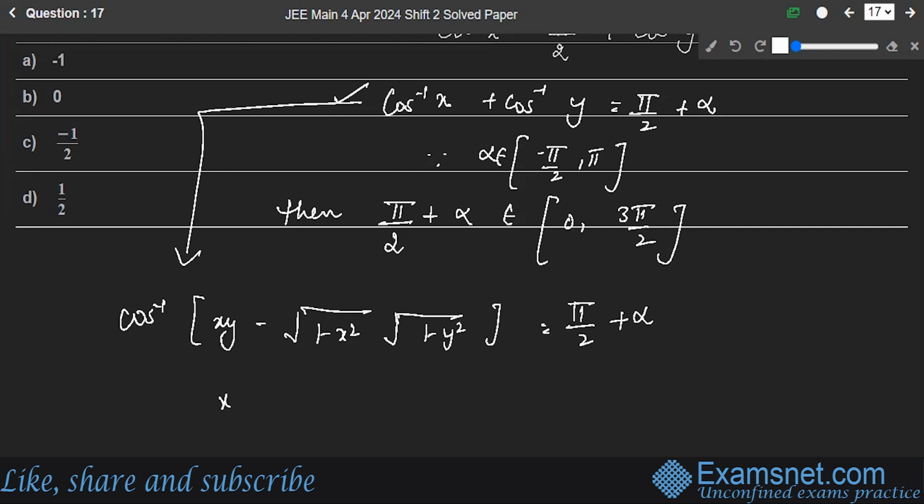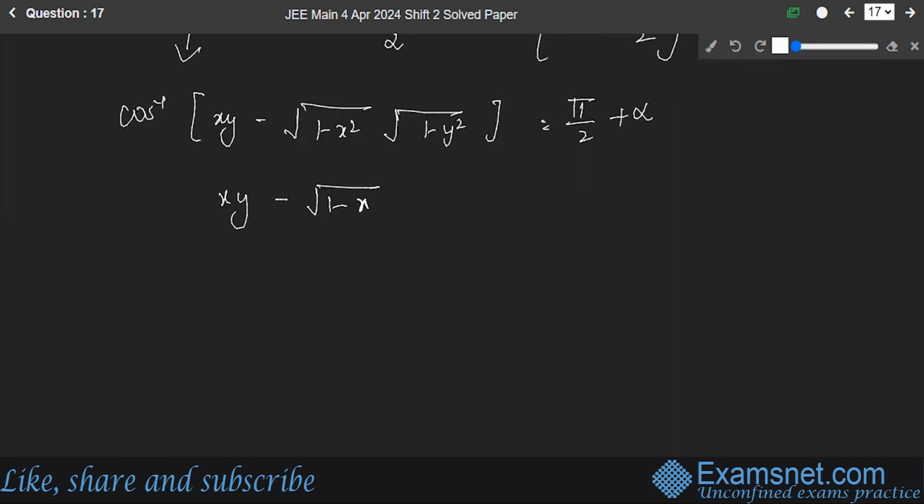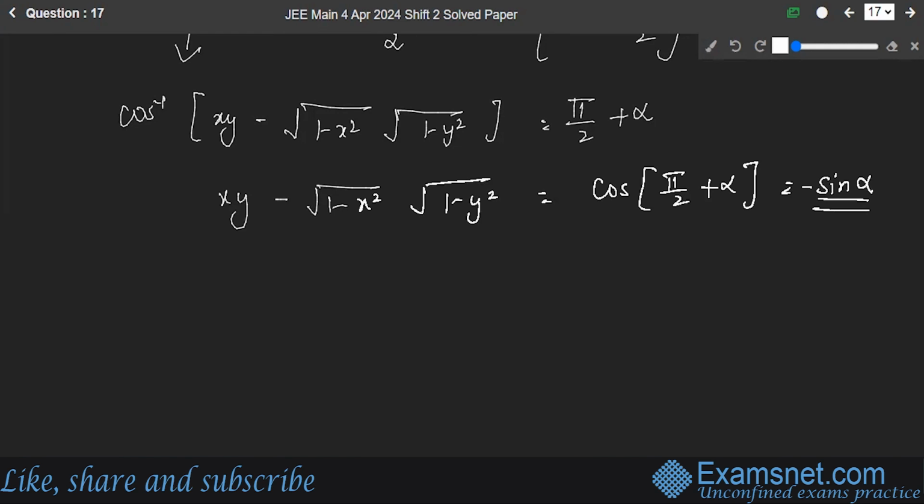Taking the cos on the right hand side, you will have xy minus this into this is equal to cos of this, which is equal to, see, pi by 2 plus alpha lies in the second quadrant. In the second quadrant cos is negative. So this will be minus sine alpha, right? Let's do squaring on both the sides now. Let's write it down properly first here. I'll square it later. This is xy plus sine alpha is equal to this, right? Now let's square both the sides.